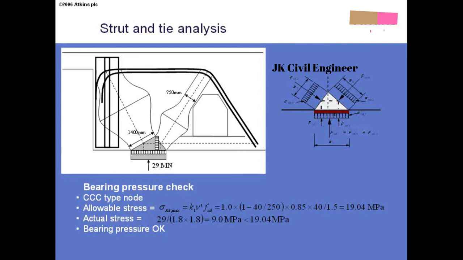So the first thing we have to do is check the bearing pressure here. We've used the CCC node type to check the bearing pressure at the bottom here, and the limiting stress for that is k1 times nu dash times fcd. That gives us an allowable pressure of 19 megapascals on the bearings, and the actual stress, given the size of the bearing, was only 9 megapascals, a lot smaller than the allowable.